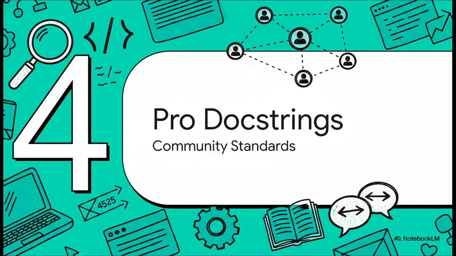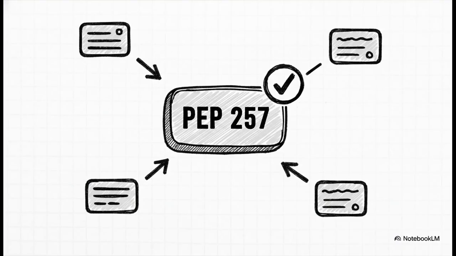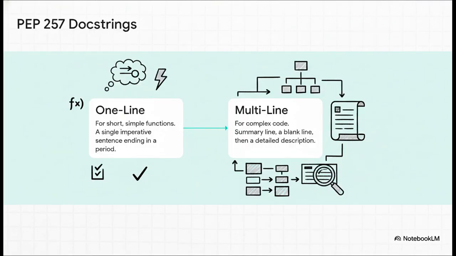Okay, so I think we can all agree. Docstrings are definitely the way to go for real documentation. But it's not enough to just write a docstring. We need to write them well, following the standards so that other developers and their tools can understand them. And for that, we turn to the official rulebook, PEP 257. Think of this as the official style guide for Python docstrings. It lays out all the community standards to make sure documentation is consistent and useful, no matter whose code you're reading. Now, PEP 257 breaks it down into two main types.